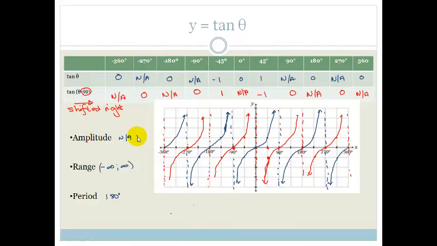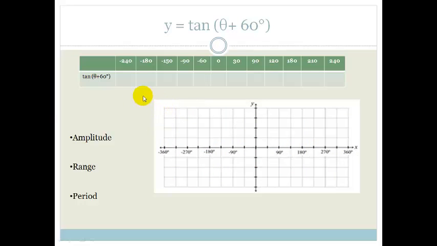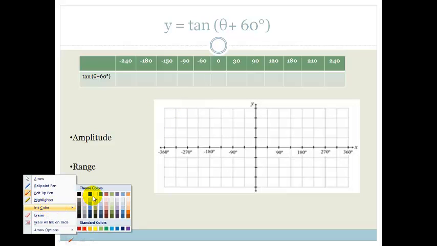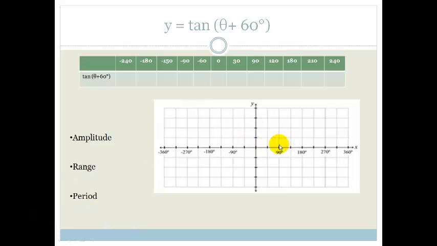The amplitude is still not applicable. The range is still from minus infinity to infinity, and the period is still 180 degrees. So the only thing that's happened when we add this in is we've now gone theta minus 90 and it has shifted it to the right. Let's look at another example. And again, what I'm going to do is with the basic color, draw in our basic tan graph, just so that you can see the difference when we actually start filling in the numbers.